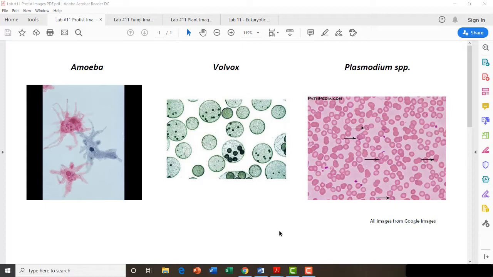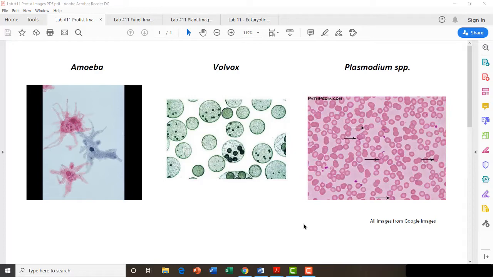So the last thing that I just really want to point out is that these are all protists. They're different kinds of protists, but I just really want you to see how diverse protists are between each other, and that really shows between these 3 different microscope images.